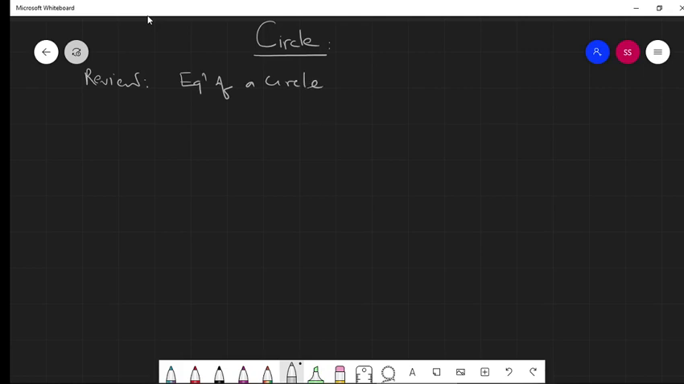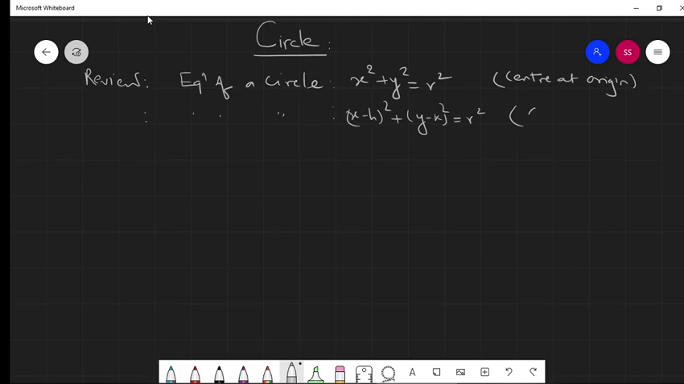Equation of circle, that is x square plus y square equal r square, when the center is at origin, r is the radius. Similarly, equation of the circle x minus h whole square plus y minus k whole square equal r square, center at h comma k.